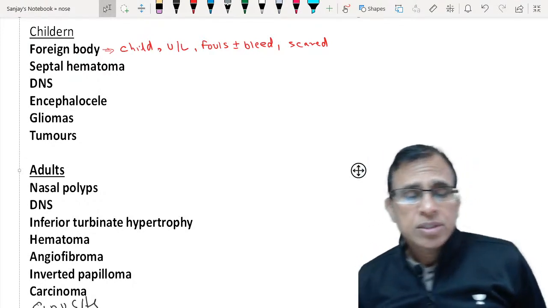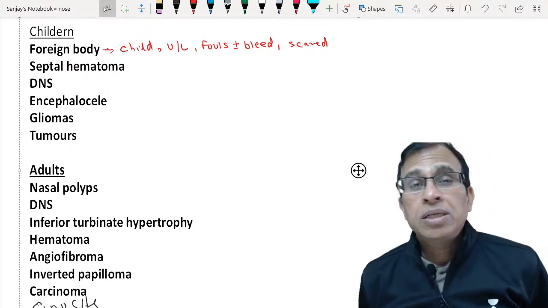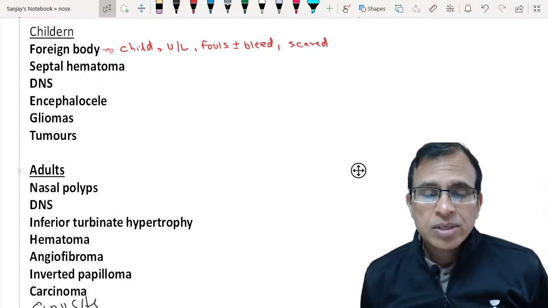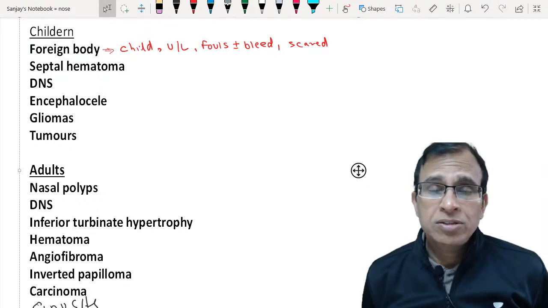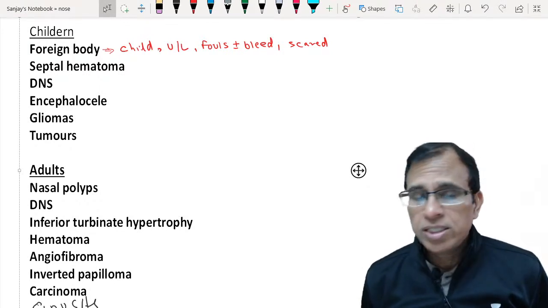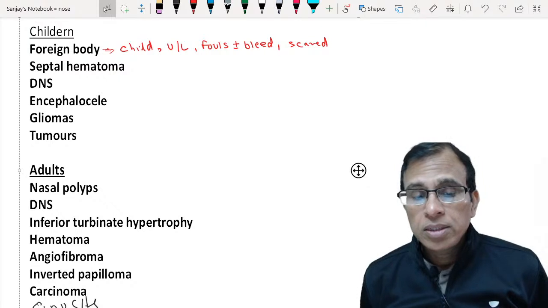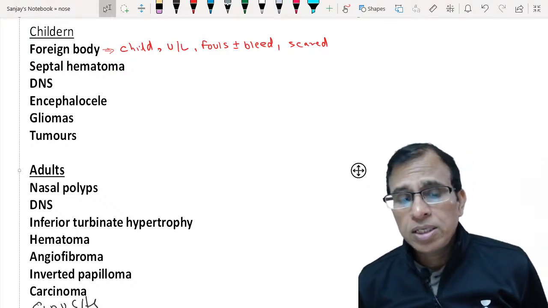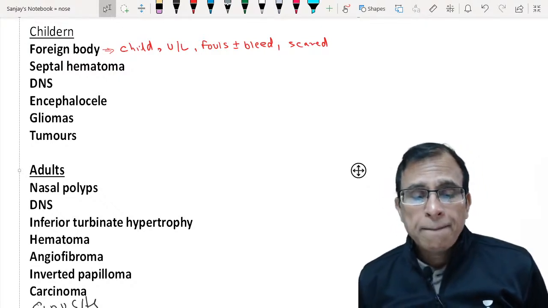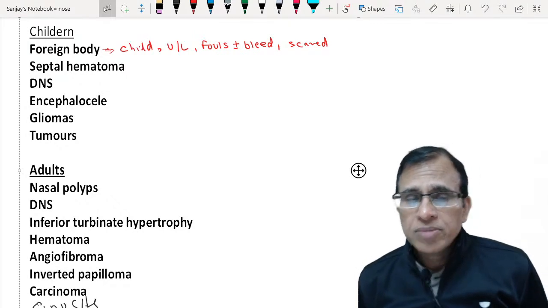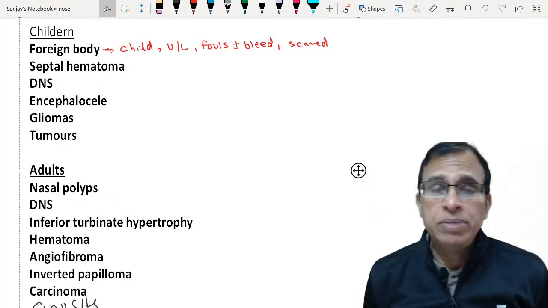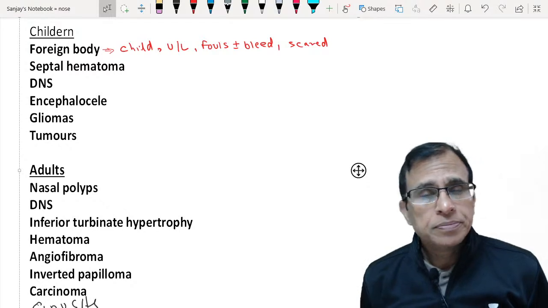Because oftentimes when the child has this problem, the parents shout at the kids, and they know that doctor ke paas jana padega, and most kids are scared of doctors. So they have a sense of guilt in them. So diagnosis is very simple. If a child has unilateral foul smelling and bleed, it is straight away foreign body.